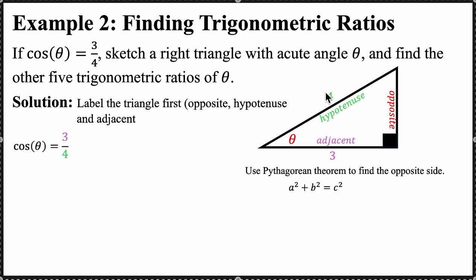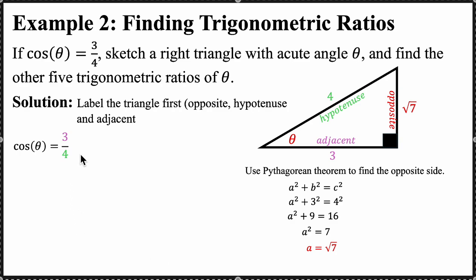So if I substitute the values, I get the following here. Square them. Now, we need to solve for a, which is the opposite side. We're going to subtract 9 first on both sides. And then in order to solve for a, we're going to take the square root on both sides. And because the measure of a length is always positive, a is going to be the square root of 7. That means the measure of that opposite side is root 7.